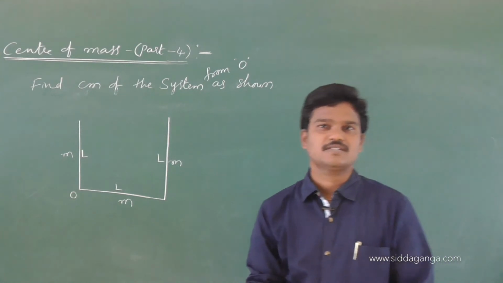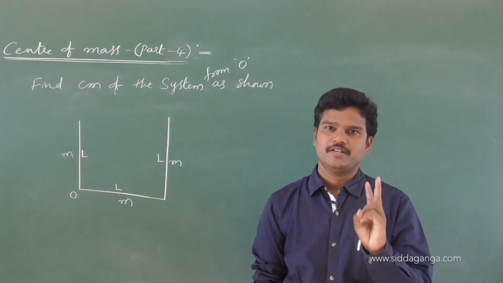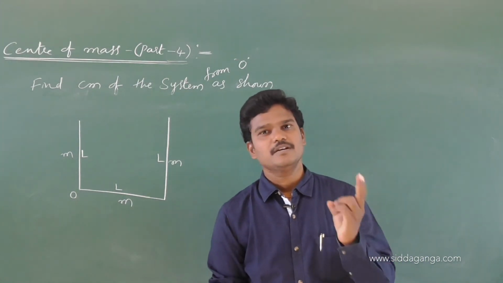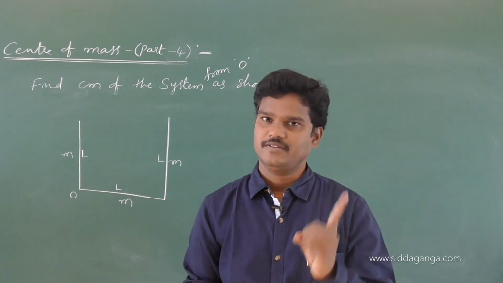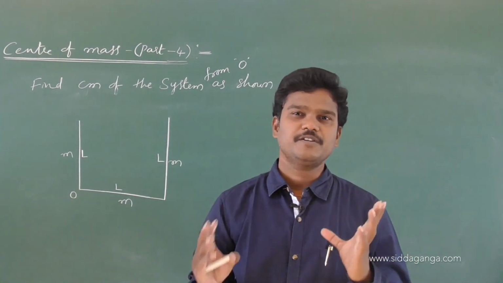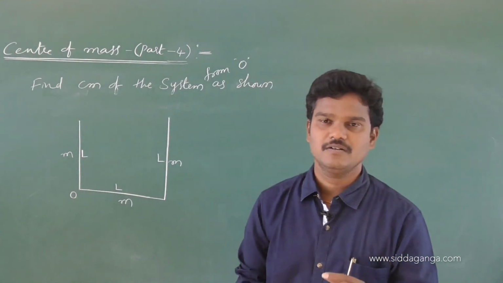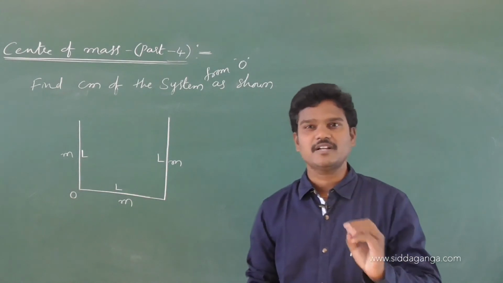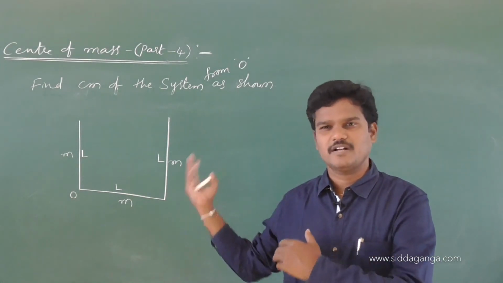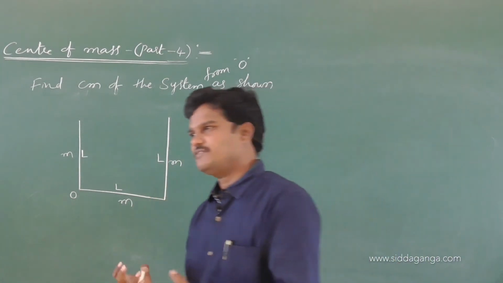See how many rods? Three rods. Each rod's mass is how much? Same, m. So m1 is m, m2 also m, m3 also m. Identify the coordinates of those three identical rods. This is possible only for identical rods. If they are not identical, that is another case. Some integration methods we will see now.